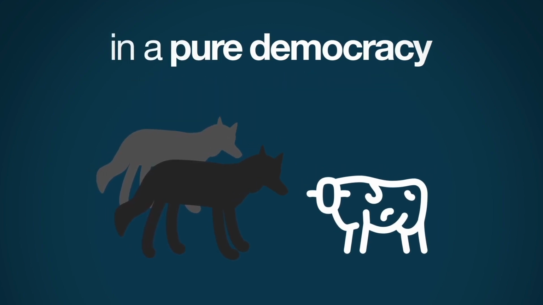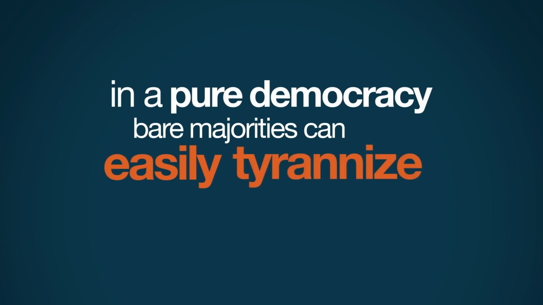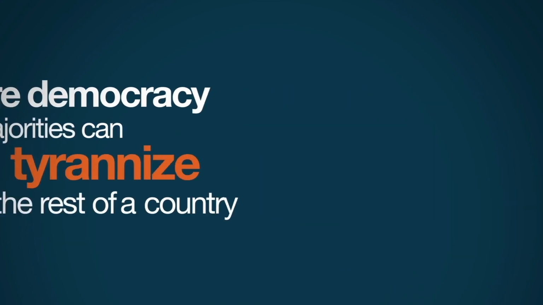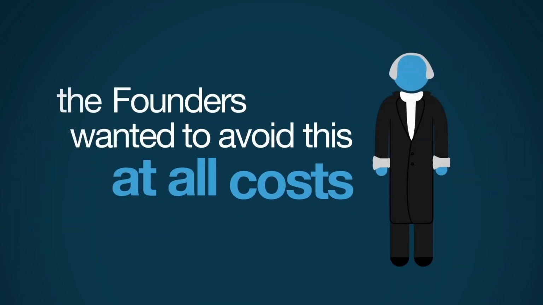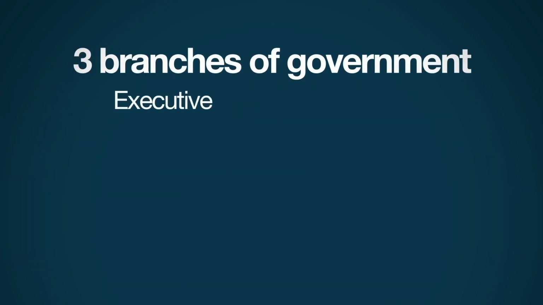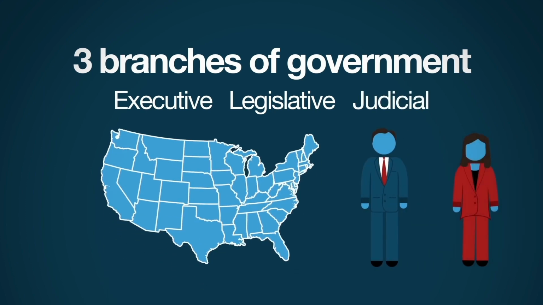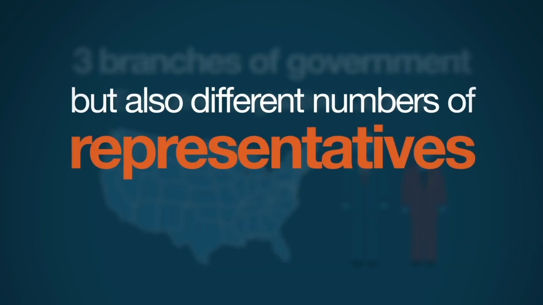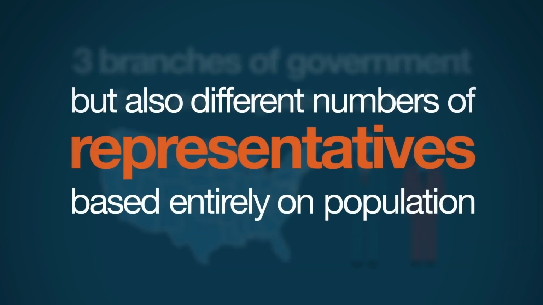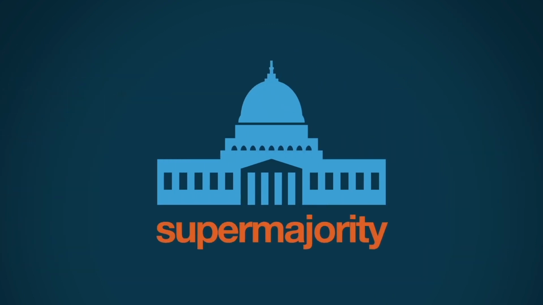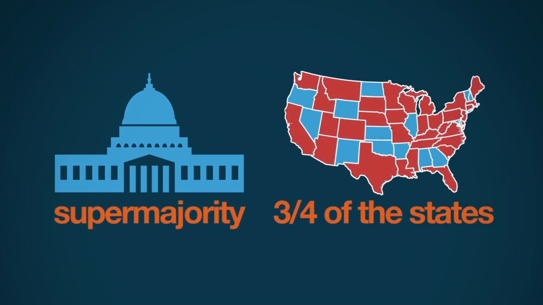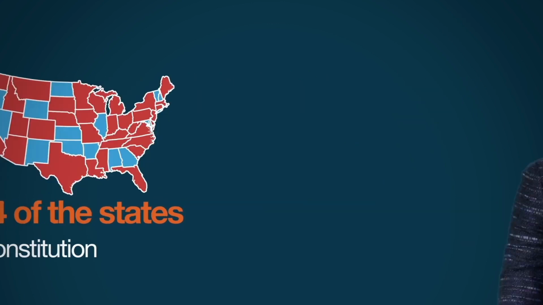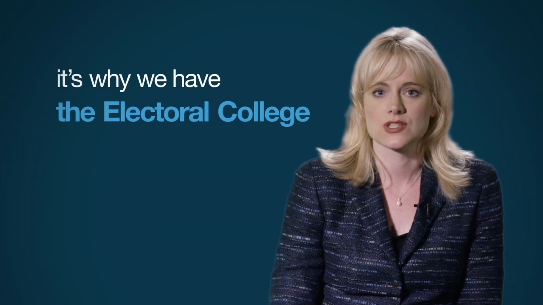In a pure democracy, bare majorities can easily tyrannize the rest of a country. The founders wanted to avoid this at all costs. This is why we have three branches of government: executive, legislative, and judicial. It's why each state has 2 senators, no matter what its population, but also different numbers of representatives based entirely on population. It's why it takes a supermajority in Congress and 3/4 of the states to change the Constitution. And it's why we have the Electoral College.